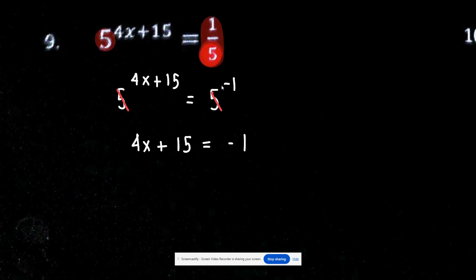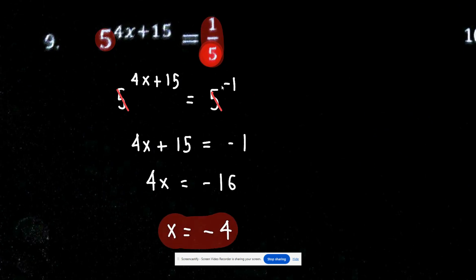So I'm going to solve this one. First of all, I'm going to subtract 15. So negative 1 minus 15 is negative 16. And then I'm going to divide by 4. So negative 16 divided by 4 is negative 4. And that is my answer.